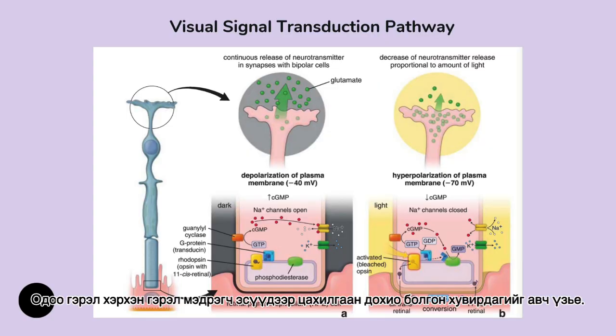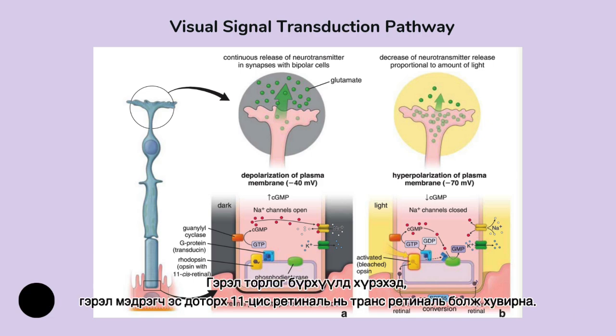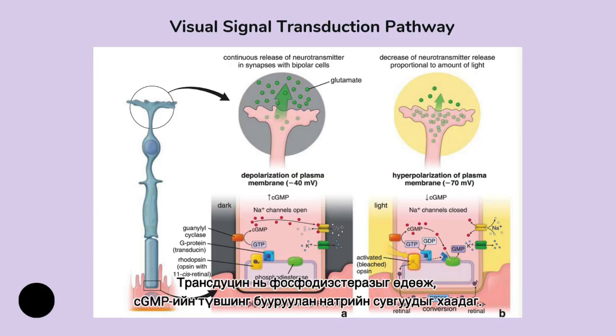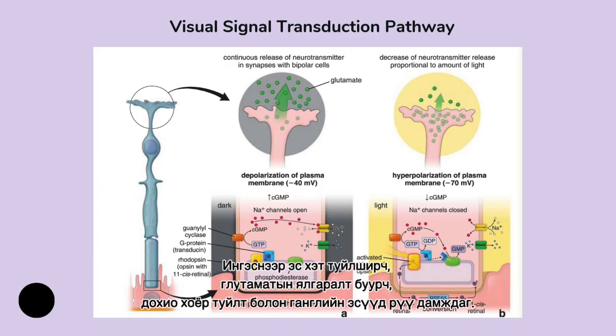Now, let's explore how light is converted into electrical signals by photoreceptors. When light reaches the retina, 11-cis-retinol inside photoreceptors is converted into all-trans-retinol. This activates opsin, which then activates the G protein transducin. Transducin stimulates phosphodiesterase, reducing cGMP levels and closing sodium channels. The cell becomes hyperpolarized, glutamate release decreases, and the signal is passed on to bipolar and ganglion cells.